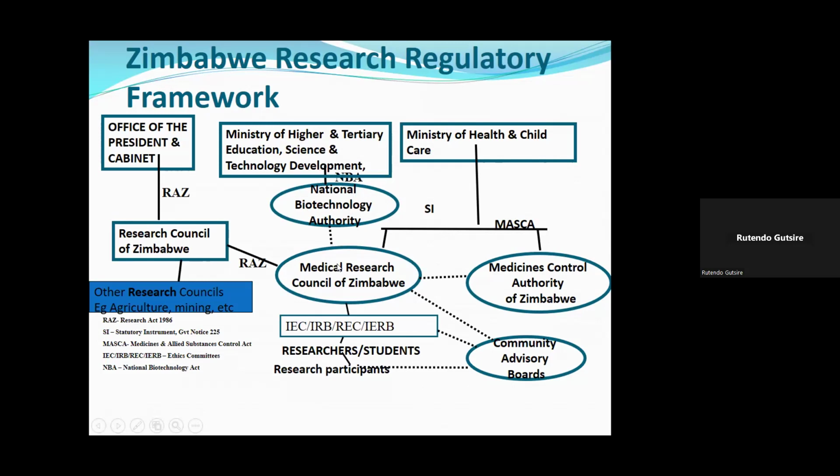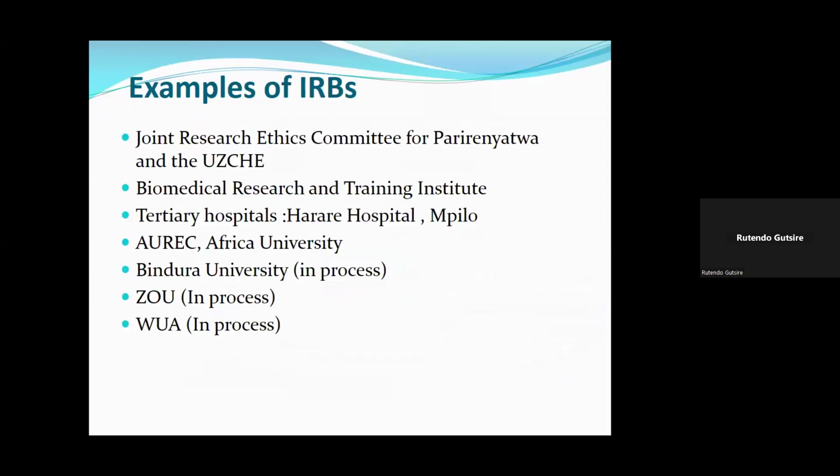They will guide you, whether you are a full professor, a full researcher, a lecturer, or a student, on where you should go to get your respective approvals to carry out your research. So that's the Zimbabwe research ethics landscape, just to give you an idea. Examples: I said we have institutional review boards. We have JREC, a country network, and we have the Biomedical Research and Training Institute, BRTI, the institute that does biomedical research.